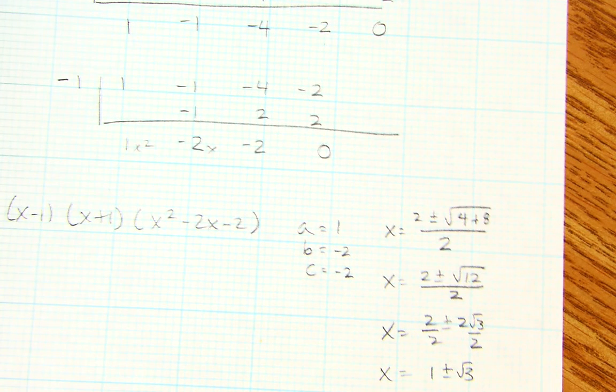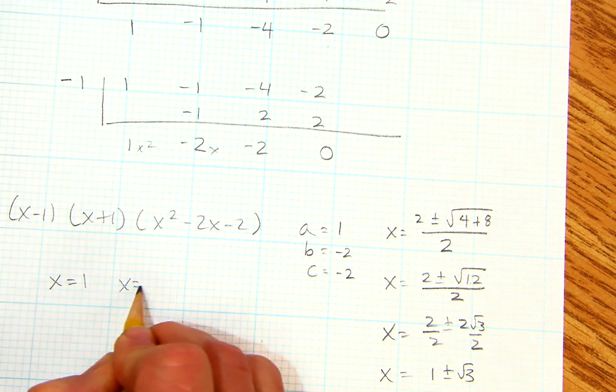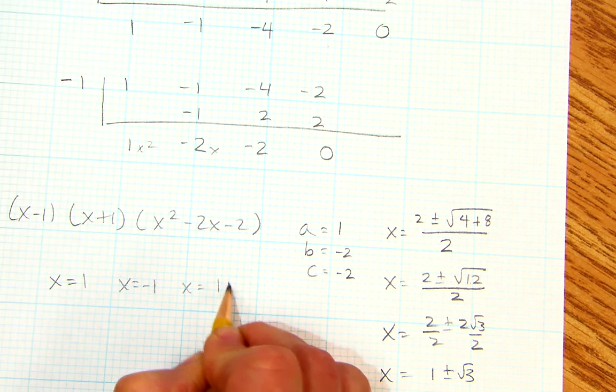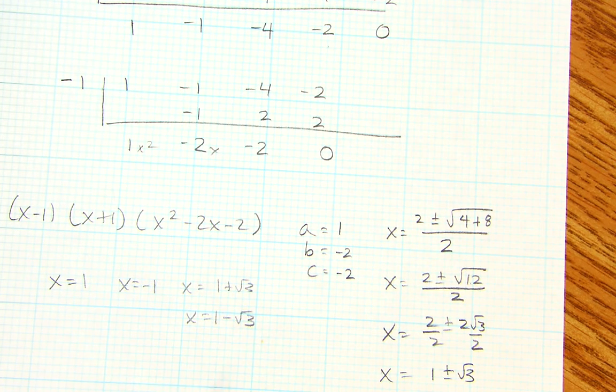So my 4 zeros are x equals 1, x equals negative 1, x equals 1 plus root 3, and x equals 1 minus root 3. Imaginary zeros always come in pairs, and irrational zeros always come in pairs, conjugate pairs. So we're going to stop that one right there. That'll get you through the first couple.